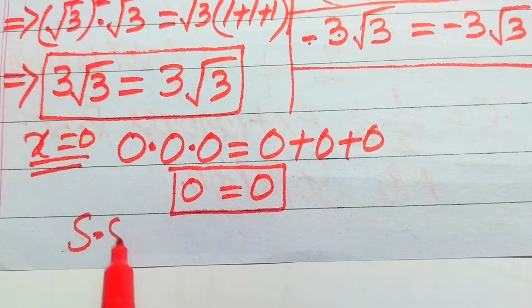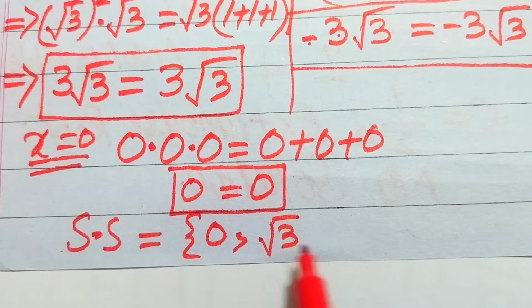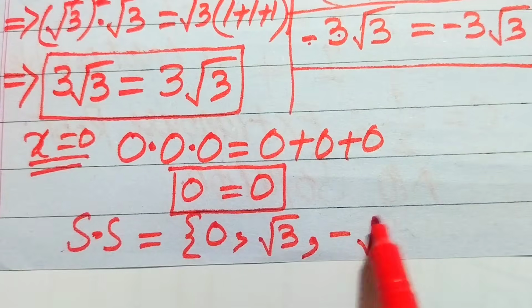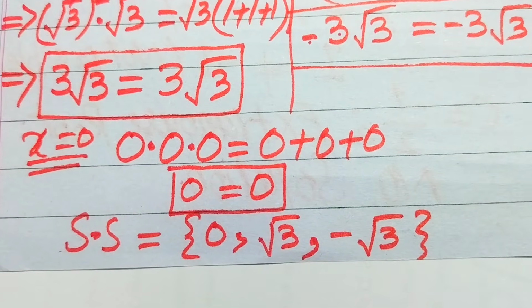So finally the solution set of the given question is 0, square root of 3 and minus square root of 3. So these are the three values of x, and this is our final answer of this question.